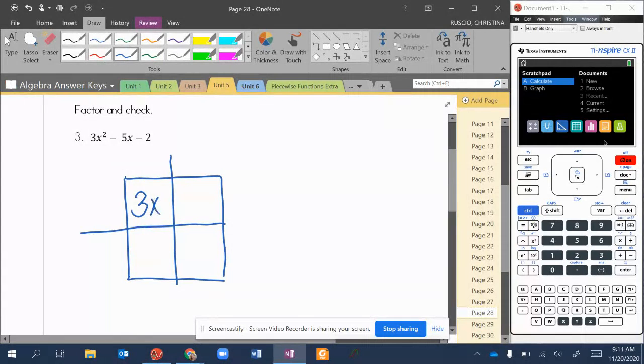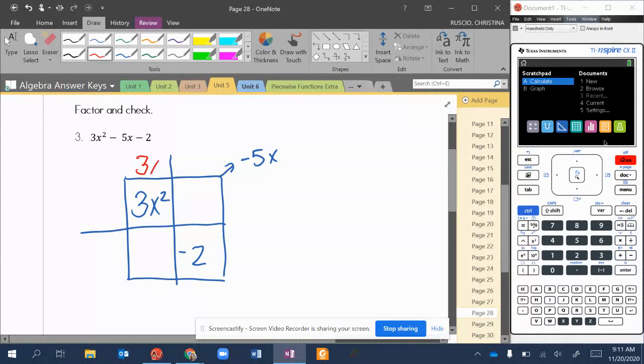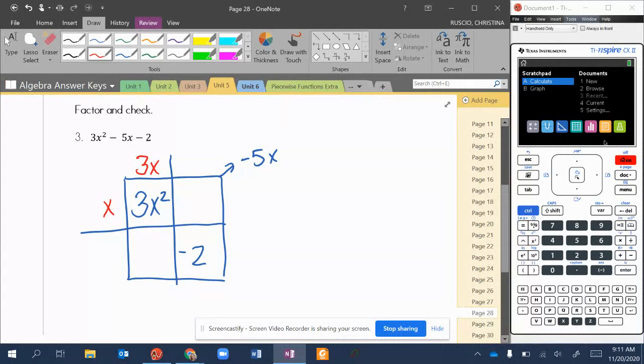So we'll put the 3x squared. So the x squared term goes in the top left. Minus 2, the constant goes in the bottom right. And then we have negative 5x up here. Okay, so what times what gives me 3x squared? Well, that I think is just 3x and x, right? There's no other two numbers that multiply to 3 other than 1 and 3. All right, or I should say whole numbers.